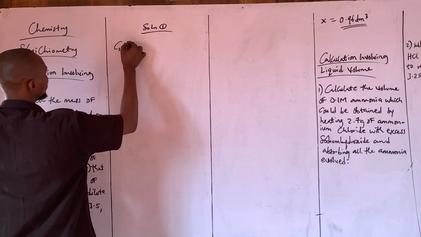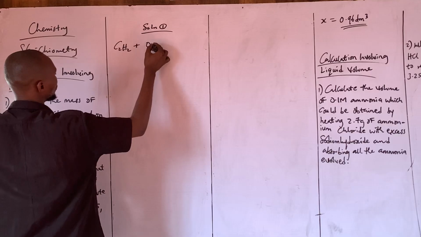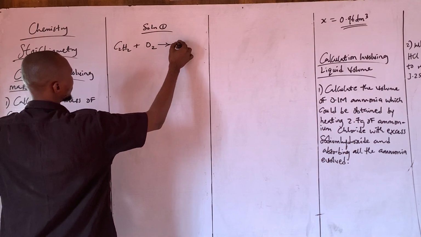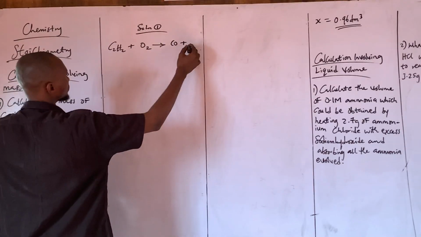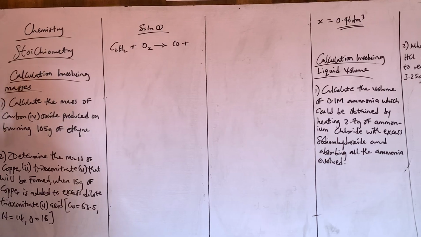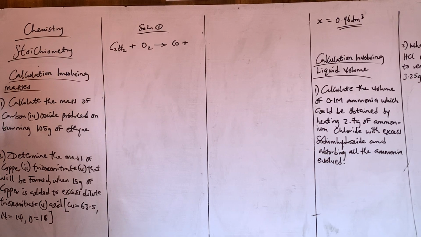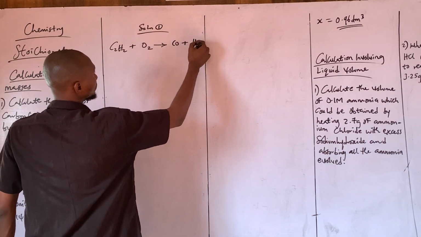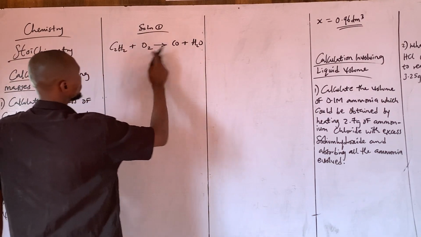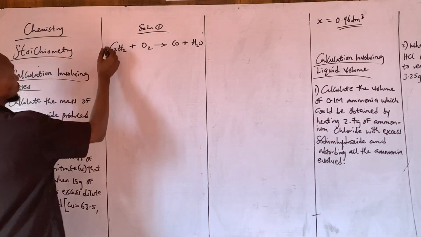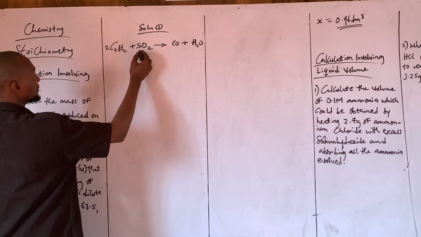We have C2H2 plus O2, and we are meant to have CO2 plus what? That's carbon dioxide and water, right? Yes, H2O. But this is not balanced, right? So add 2 here and we add 5 here.